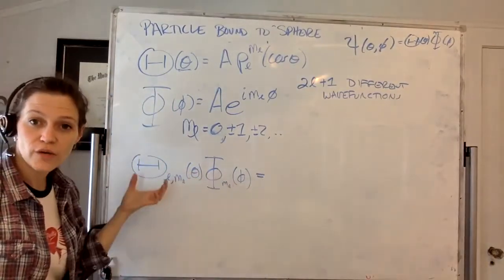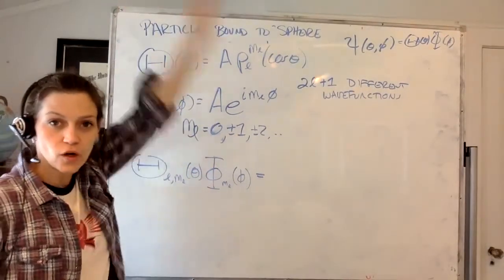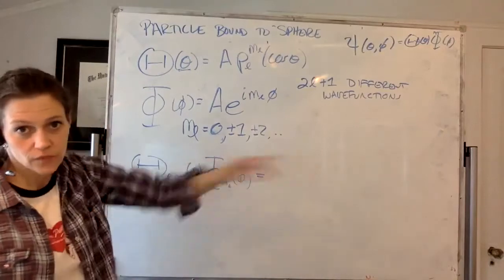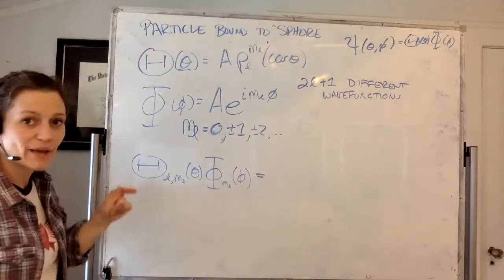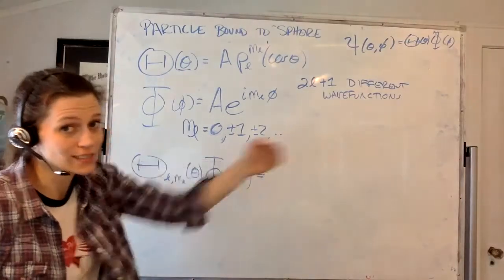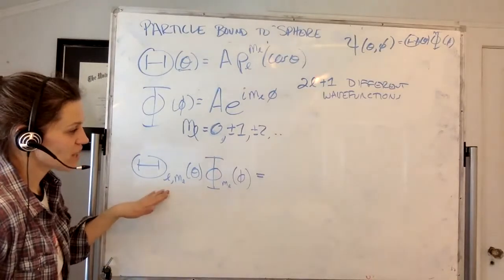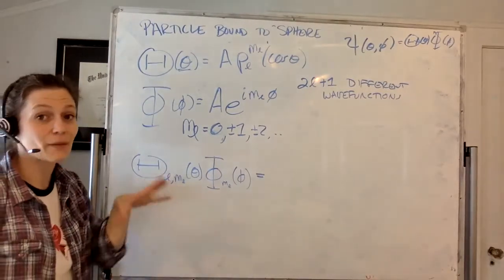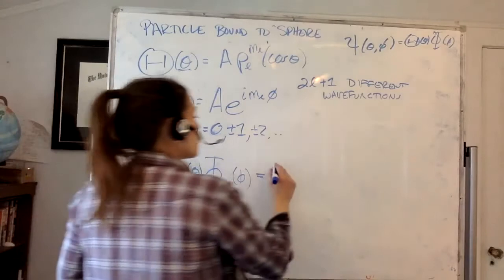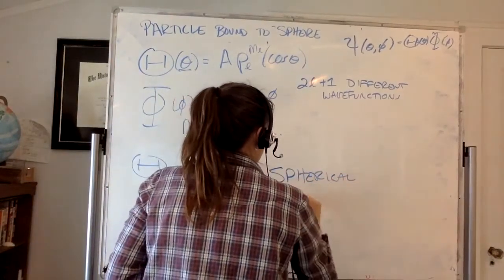When we multiply these two wave functions together, these are the angular components of both the colatitude and the azimuthal aspects of where's my electron and what is its energy. And again, r is constant, so I'm not including the radial component yet. I multiplied these two things together and it has a very special term because it's about the spherical aspect. We call this the spherical harmonic.